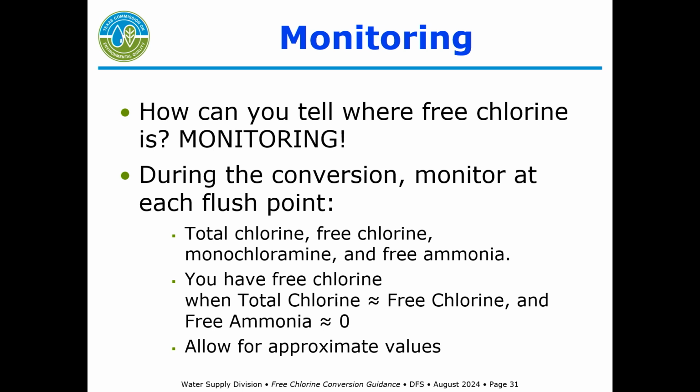The only way you can do that is by monitoring. So during the conversion, at each flush point, you want to measure total chlorine, free chlorine, monochloramine, and free ammonia until you know you have completely turned that over to free chlorine. And you know you have free chlorine when the total chlorine is approximately equal to the free chlorine, and you've got no free ammonia.